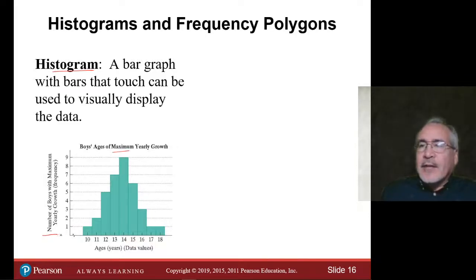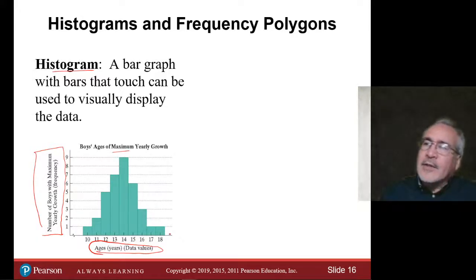And notice the nice labeling here. This tells us what this is: yearly growth frequency. So this is the frequency. Sometimes we'll see percentages on this side. Down here we have nice labels: the ages of when the maximum growth was. So it gives us a nice visual.